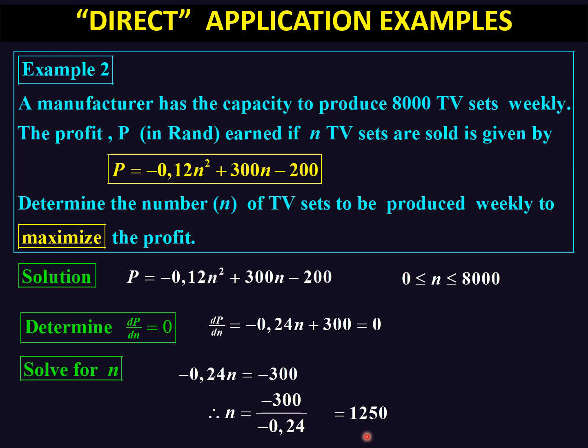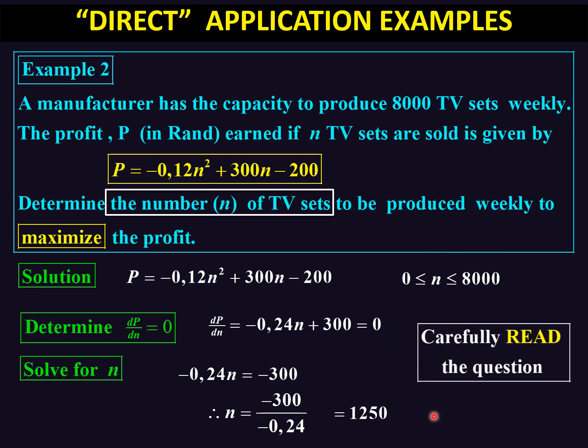1,250. So what must we always do? Don't forget to read the number of TV sets. What is this? So the number of TV sets is 1,250, so we've answered the question. Always read your question.